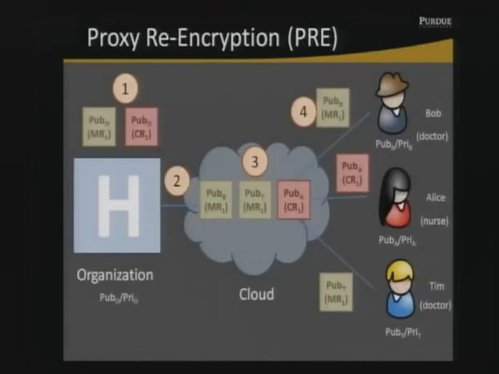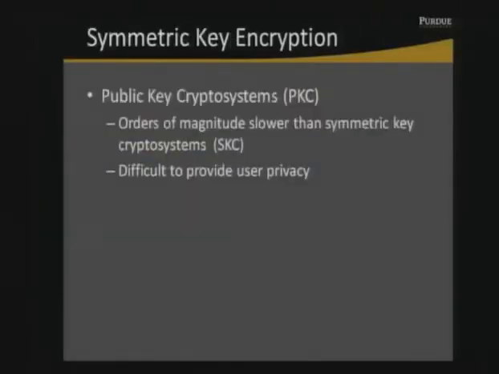And the other problem is this scheme also fails to support fine-grained encryption, because it has been theoretically proved that it's an impossibility result to have fine-grained encryption with proxy re-encryption. So in addition to those limitations, public key crypto systems, as you all know, are orders of magnitude slower than symmetric key crypto systems.